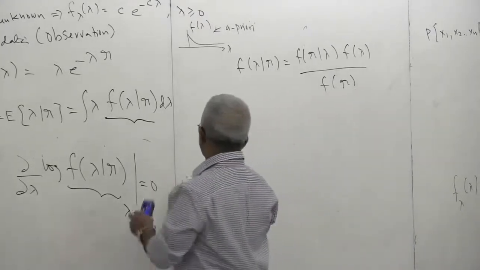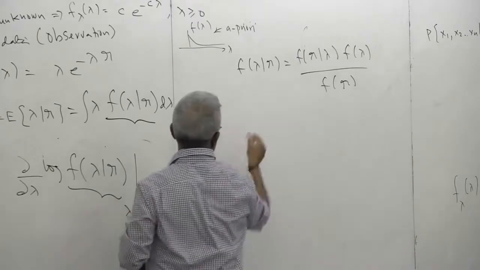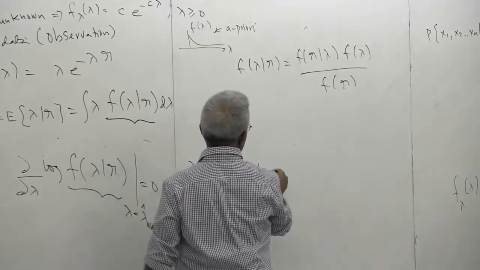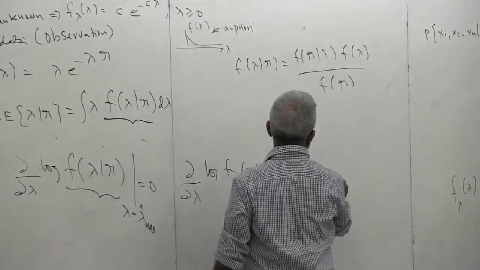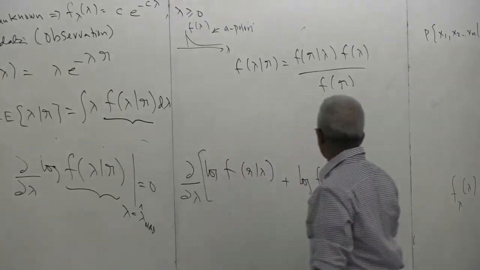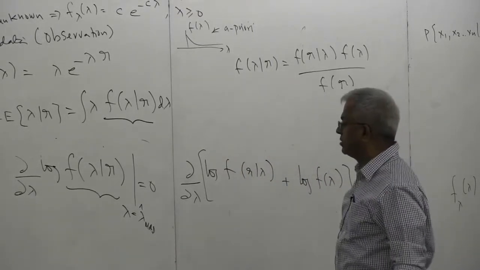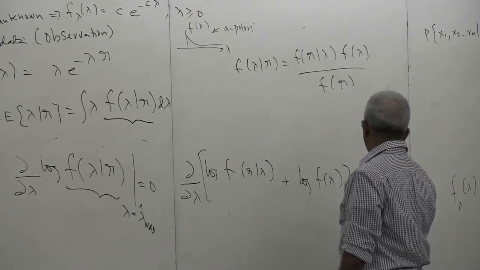So this is the same as taking the derivative with respect to lambda of log of r given lambda, plus a logarithm of f of lambda itself, right? So you can equate this to 0 at lambda equal to lambda hat MAP.